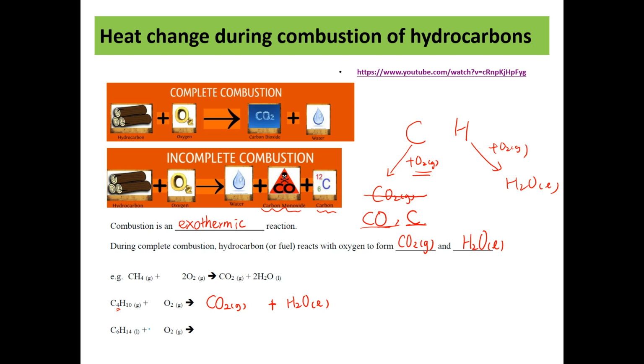So 4 carbon on the left hand side, so 4 carbon dioxide will be formed on the right hand side. And next we look at hydrogen. 10 hydrogen on the left hand side, so there will be 5 H2O formed. And lastly, we count the number of oxygen on the right. So there will be 8 plus 5, that means 13. So 13 oxygen atoms, so it will be 13 over 2, O2. So there will be 13 over 2 on the left also.